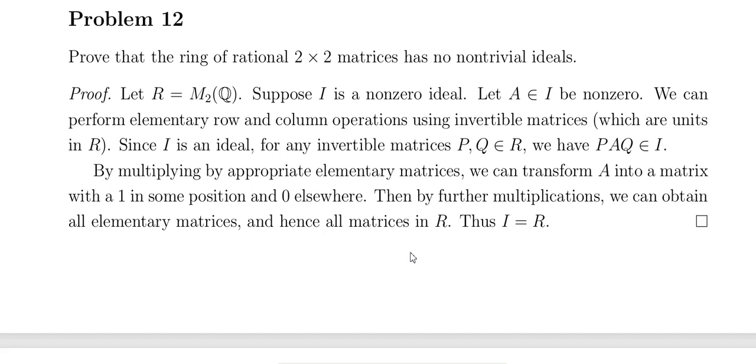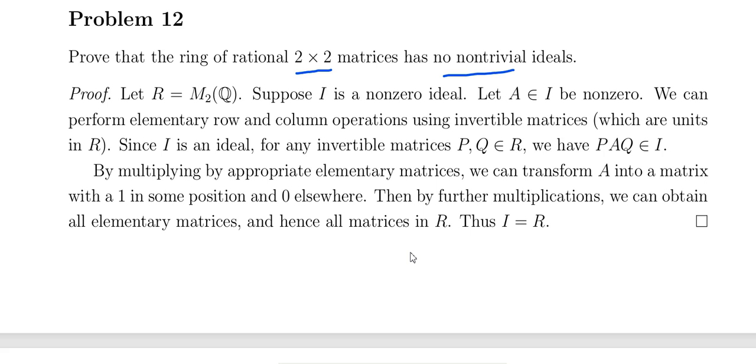And the ring of rational 2 by 2 matrices, that means 2 by 2 matrices containing only rational numbers, has no non-trivial ideal. That means the ideals of the ring of 2 by 2 matrices with rational entries are only the trivial ideals. That means the zero set is an ideal, or the whole ring with the identity element is an ideal.